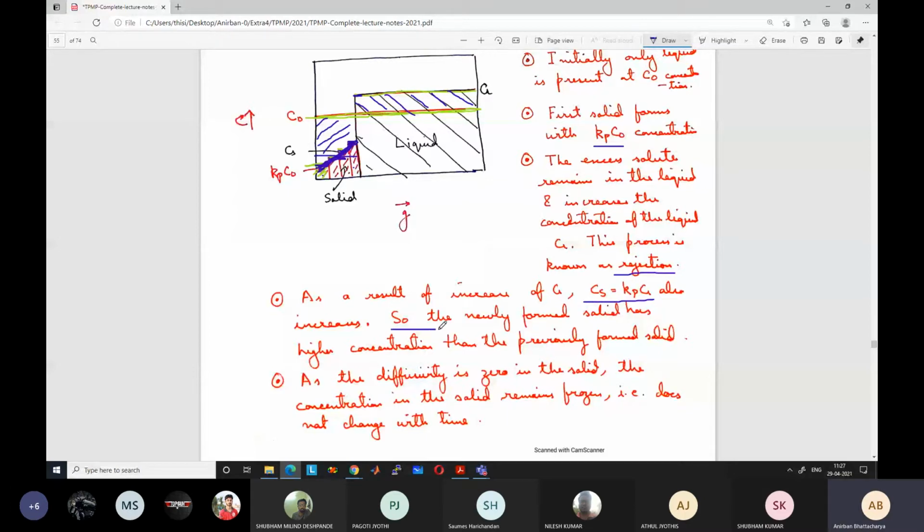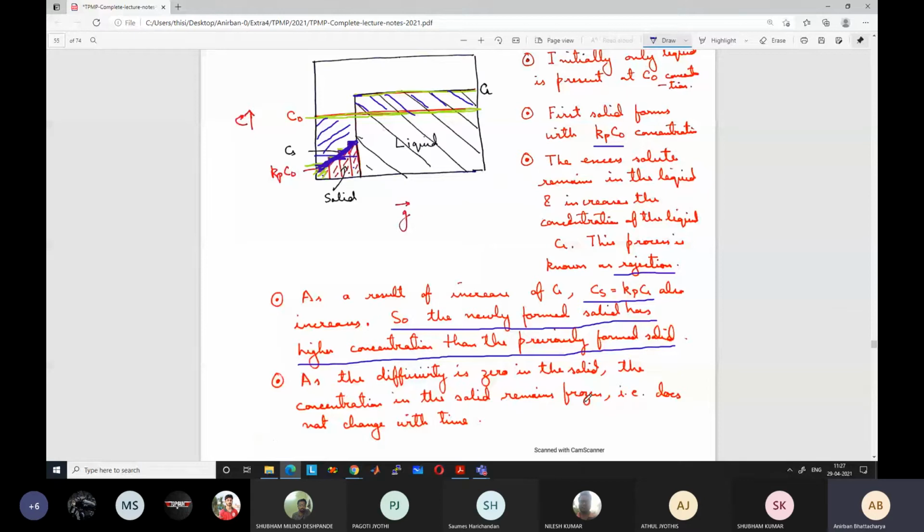As the diffusivity is 0 in the solid, the concentration in the solid remains frozen. That is, it does not change with time. So any solid which is formed with higher concentration will remain at higher concentration, and any solid which is formed with lower concentration will remain at lower concentration.